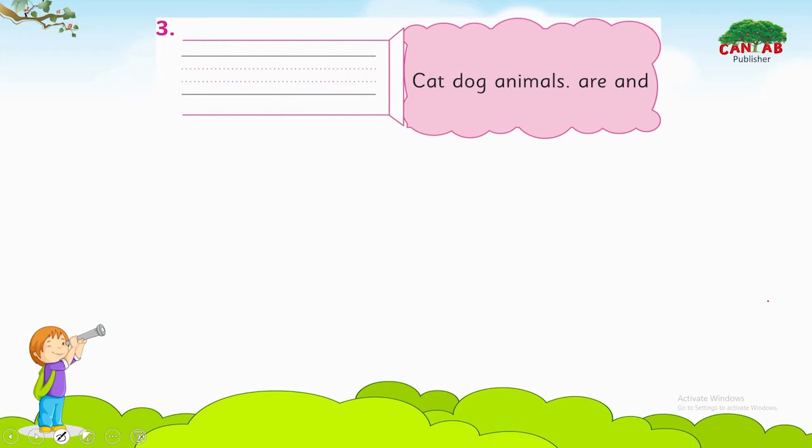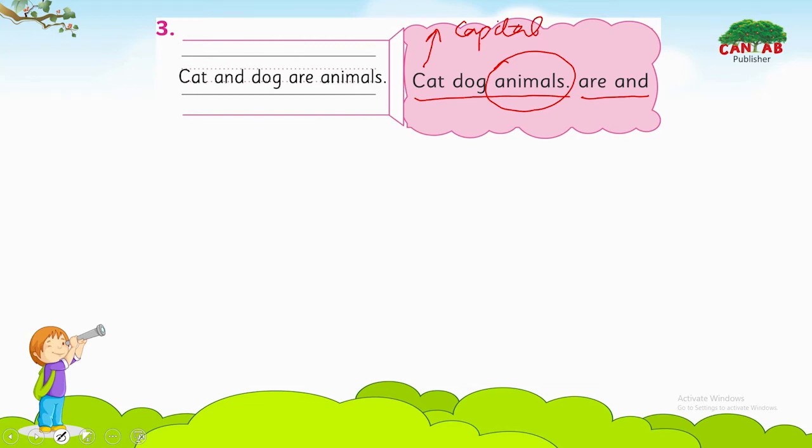The next sentence is cat, dog, animals are and. Now animals should be at the last because here the full stop is mentioned and the C of cat is what? Capital. So the correct sentence should be cat and dog are animals. The cat is capital, that is why the starting word of the sentence is cat, and animals in the end because here is the full stop.